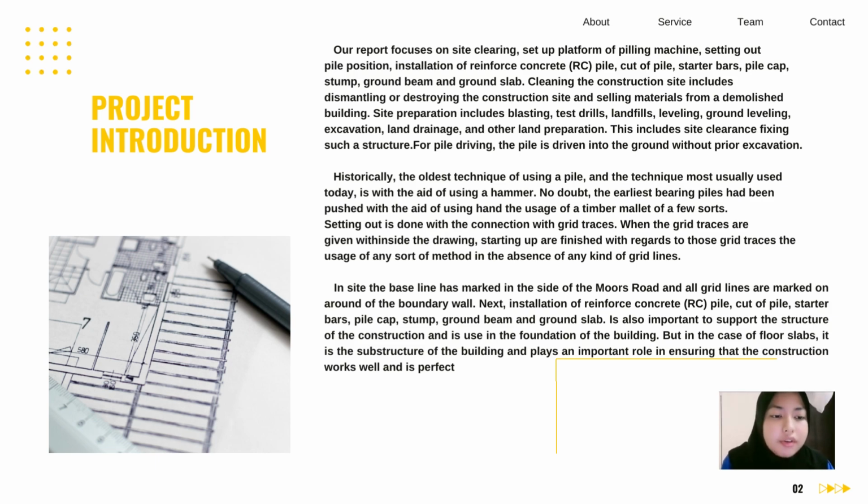Historically, the oldest technique of using a pile, and the technique most usually used today, is with the aid of using a hammer. No doubt, the earliest bearing piles have been built by hand, using a timber mallet of some sort.